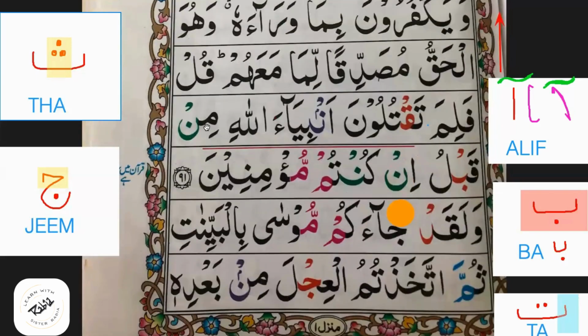Let's try to find one slanted alif. We don't have a slanted alif here, but I will find it for you. Let's go find one more alif. Is that alif? Well, no, because it does look like alif, but it's on the opposite side. The other way will not qualify.